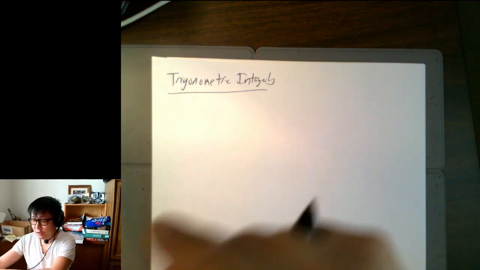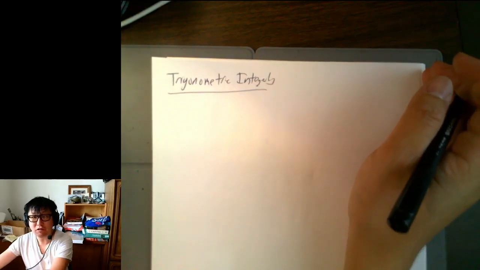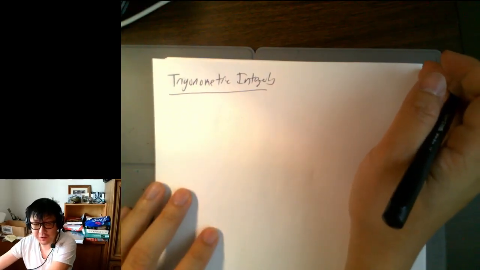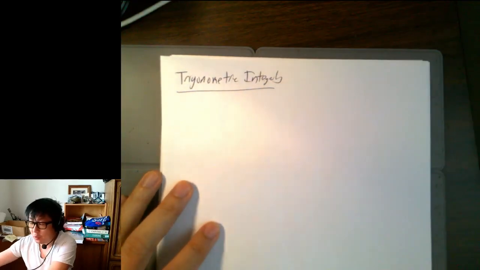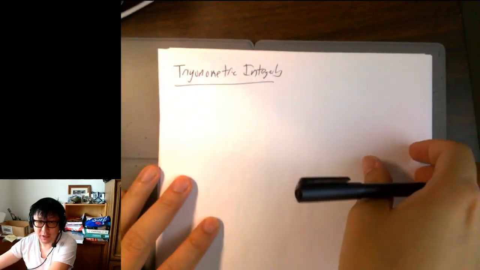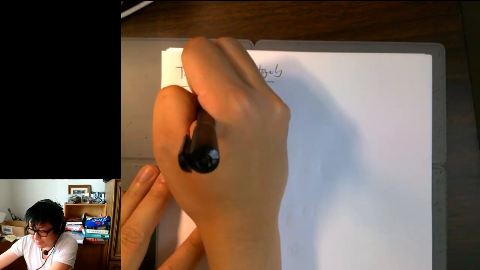Today we're going to be talking about trigonometric integrals. Specifically, this is going to be the product of two trig functions integrated. We have different techniques depending upon which functions they are and also the powers of each of the functions. So let's start with sine and cosine.